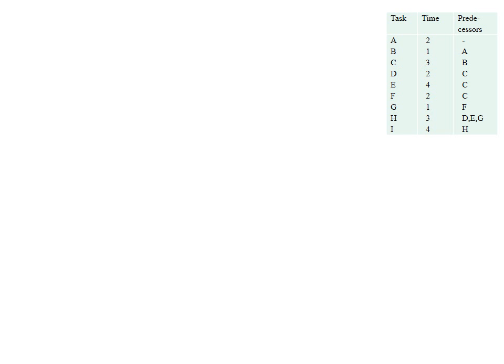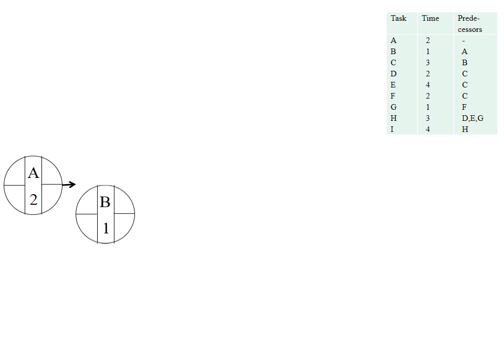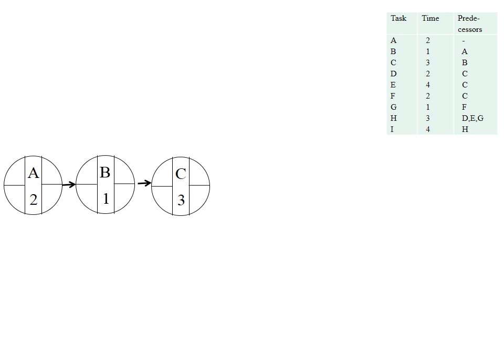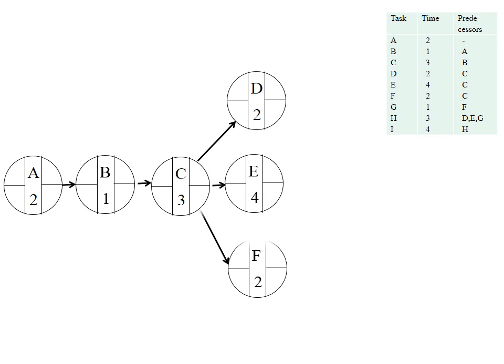And let's begin with each node. Task A takes 2 months. B follows A and takes 1 month. C follows B and takes 1 month. D, E, and F, they all follow C and take 2, 4, and 2 weeks respectively.